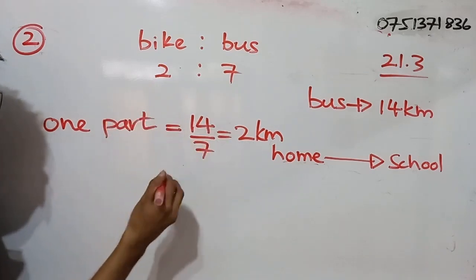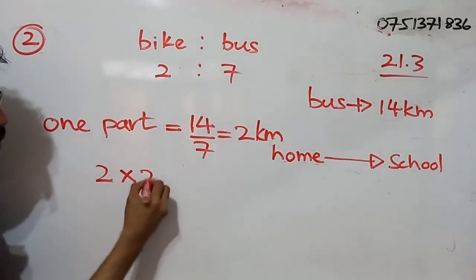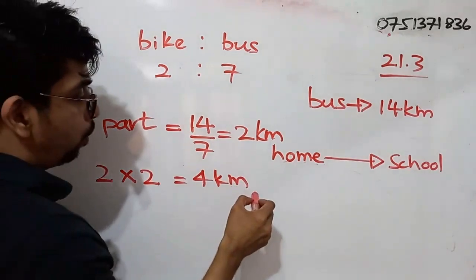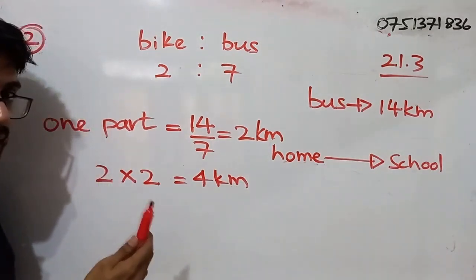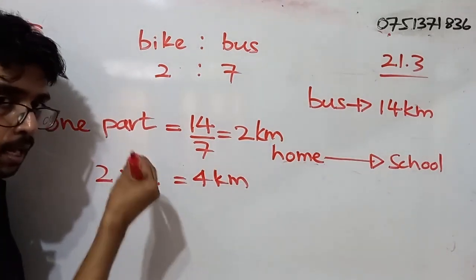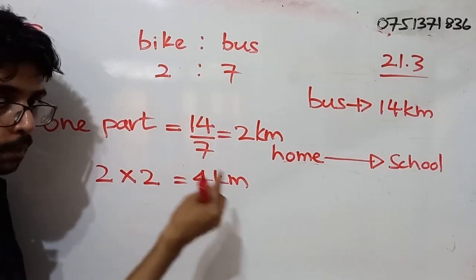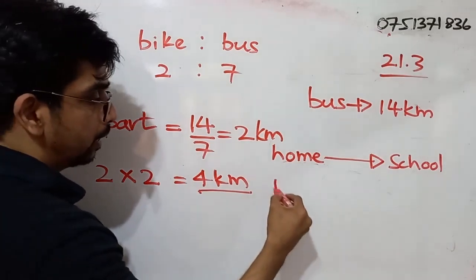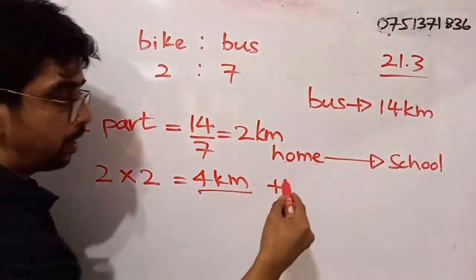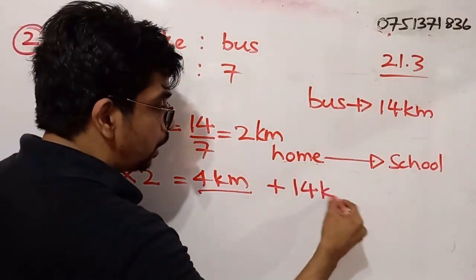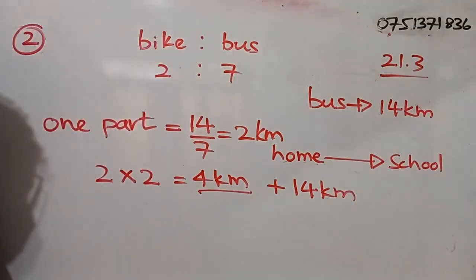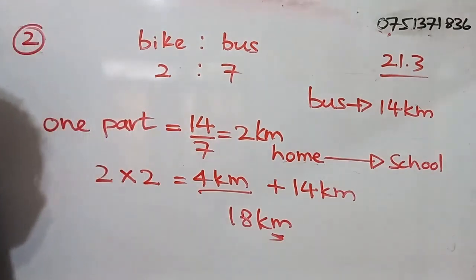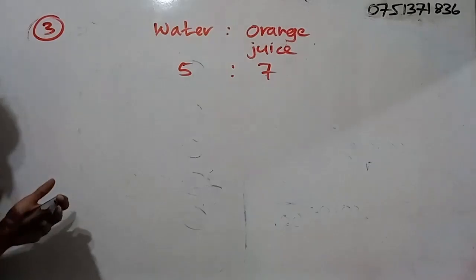So what is the total amount? 2 into 2, which is 4 kilometers. Now we know the distance from Sirimal's home to the bus halt is 4 kilometers, and the distance that he travels is 14 kilometers. Then what is the total amount? 18 kilometers. Right.